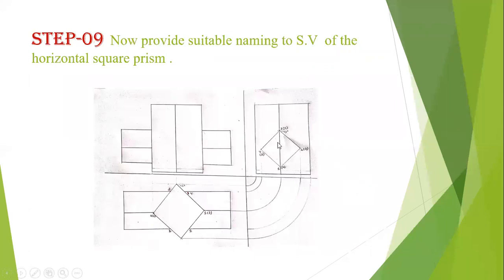Now we are going to name each and every corner of the side view of the horizontal square prism. I have provided suitable naming 1, 2, 3, 4 and A, B, C, D, as it is going to intersect two sides of the vertical square prism, that is here and here. So I have provided double naming, and correspondingly its top view is also named here 1, 2, 3, 4 and A, B, C, D.